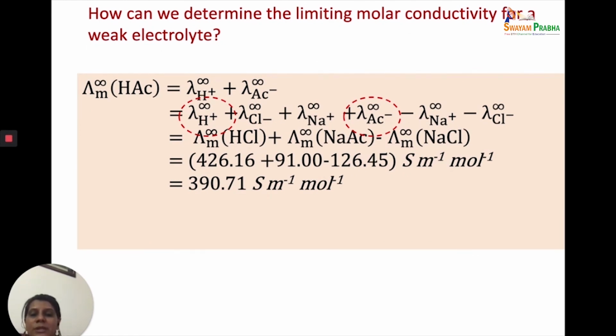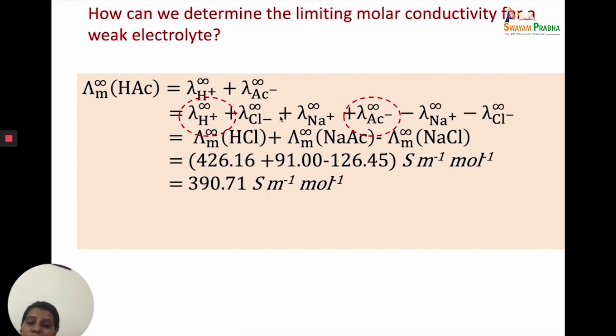Now, how do we use this? We can use this to determine the value of limiting molar conductivity for a weak electrolyte. Our weak electrolyte here is acetic acid, and I want to find out its value of limiting molar conductivity, that is the molar conductivity at infinite dilution. For finding the value of lambda infinity of HAc, I need the value of lambda infinity H+ and lambda infinity Ac-. So I will take 2 electrolytes which will give me these values. We will take HCl and sodium acetate, because they both will give me H+ and the acetate ion.